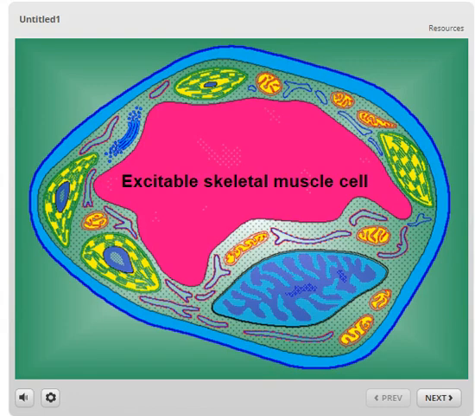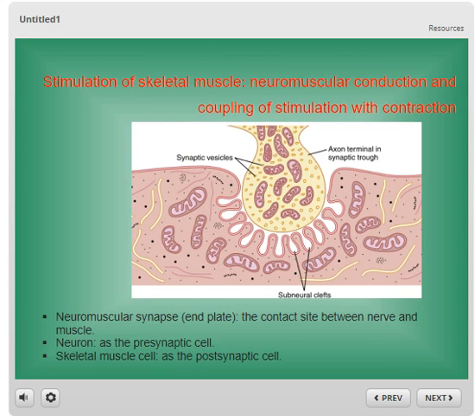In this session I'm going to talk about excitable skeletal muscle cells. As you see, this picture shows the neuromuscular synapse, also known as the end plate, the junction where a motor neuron communicates with the skeletal muscle fiber. This site is crucial for transmitting signals from the nervous system to initiate muscle contraction.